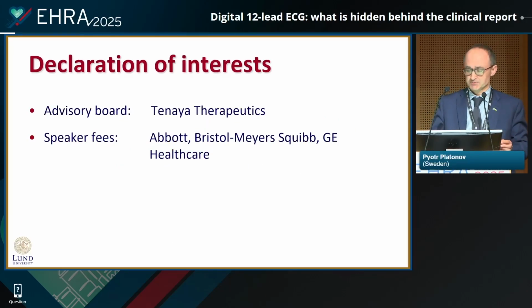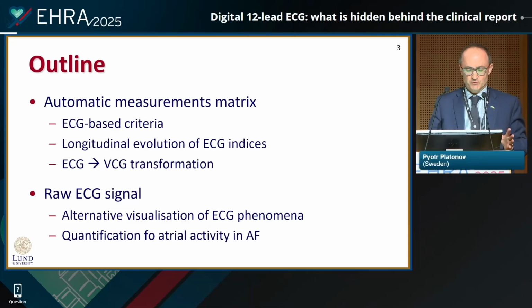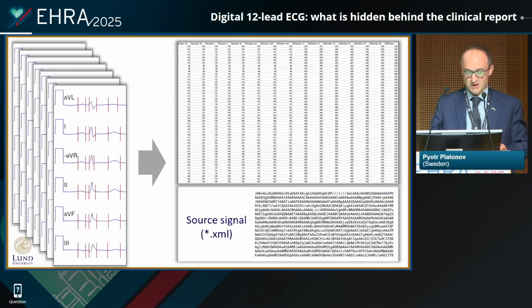These are my disclosures. This is an overview. I'm going to go through the two ways of looking at ECG. The one is working with the results of automatic measurements that are hidden behind the report that we all, as clinicians, get in our medical charts. And the other is what we can do with the raw ECG signal, which is also hidden behind the scenes, behind the report that we have. This is what it looks like.